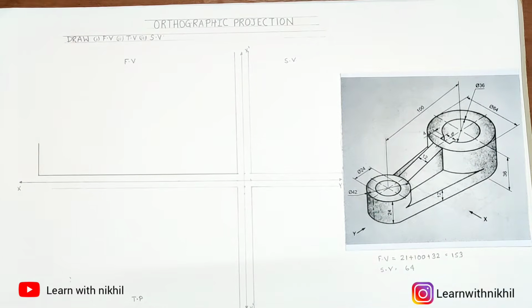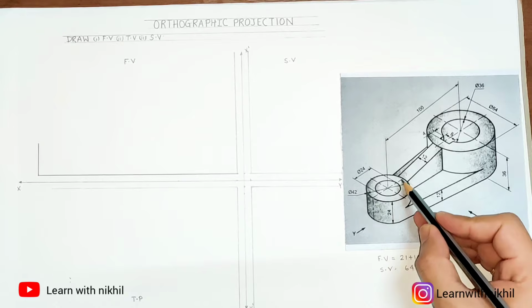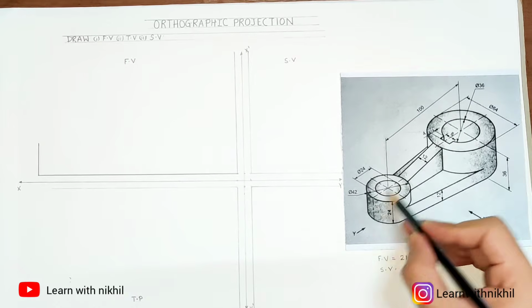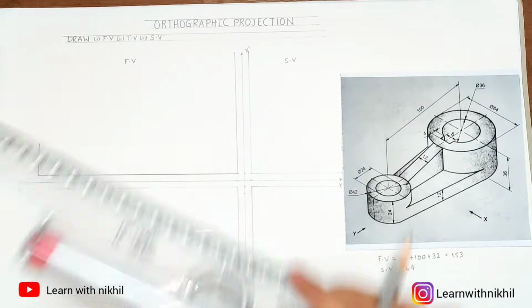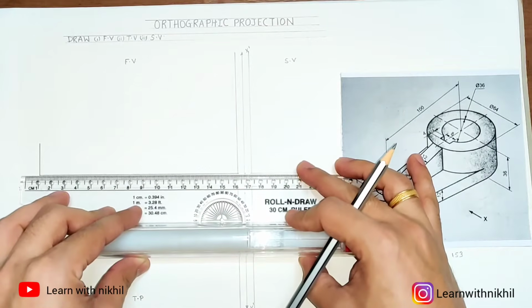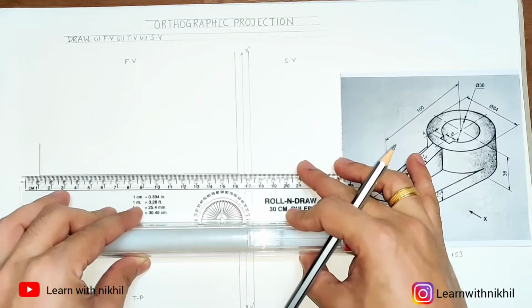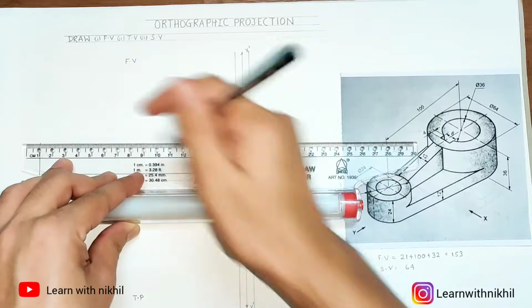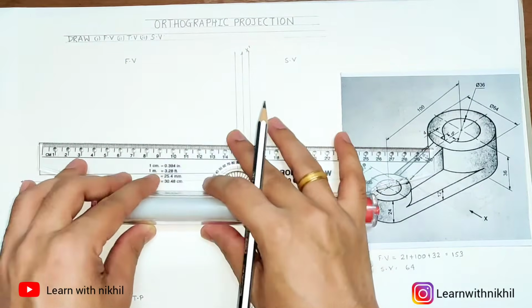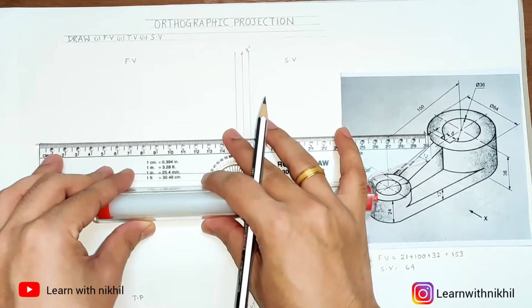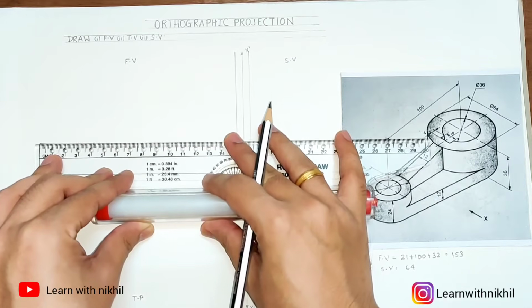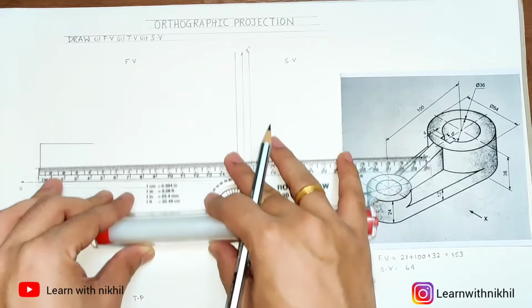So this has been drawn. Moving towards the next, the width of this outer circle is nothing but the diameter, that is 42 millimeter. So from this point we will draw a straight line and the width or the length of that line is 42 millimeter.